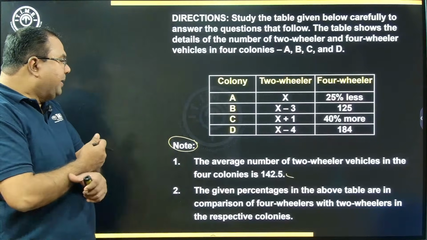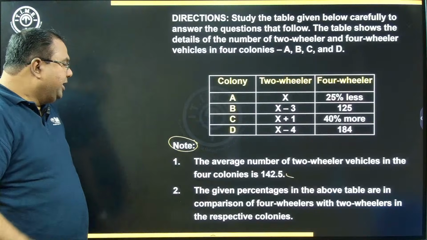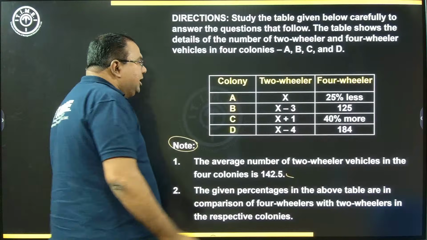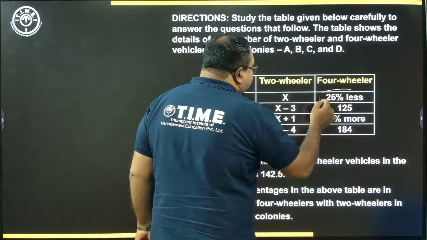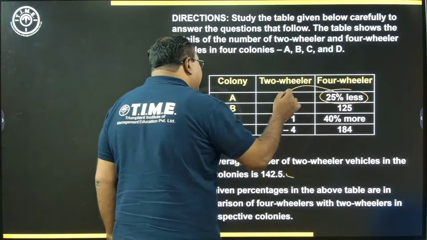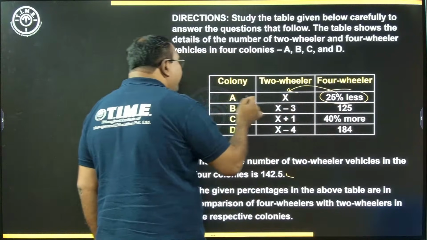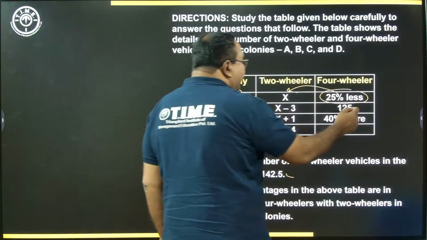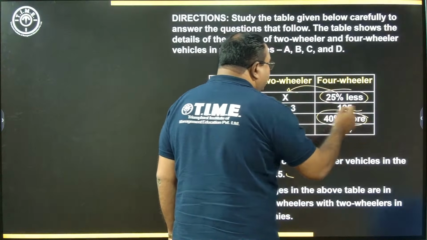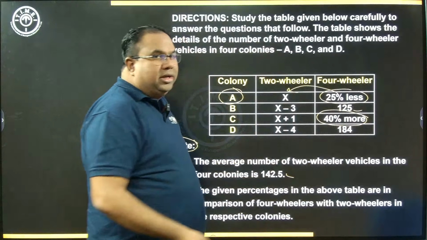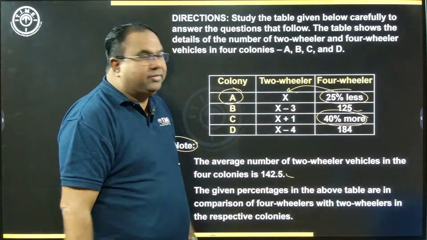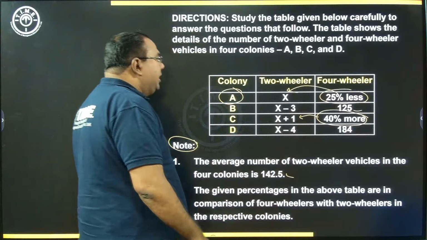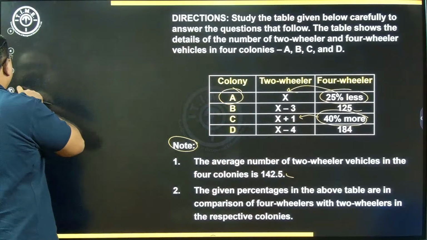Then the given percentages in the above table are in comparison of 4-wheelers with 2-wheelers in the respective colonies. This is 25% less, in comparison with 2-wheelers. It is 25% less than 2-wheelers in colony A. That's the meaning. This is 40% more. If you have a doubt, 40% more of what? It is with respect to 2-wheelers of that colony.